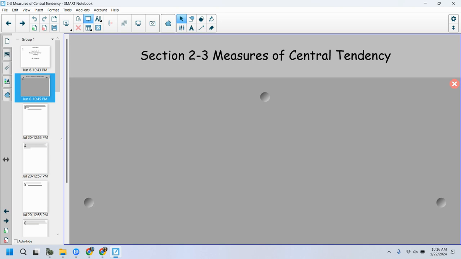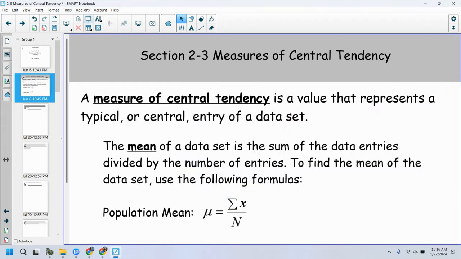Like, how do you talk about the center of data? That's really what we're looking at today. What defines the center? Okay. A measure of central tendency is a value that represents the typical or central entry of a data set.